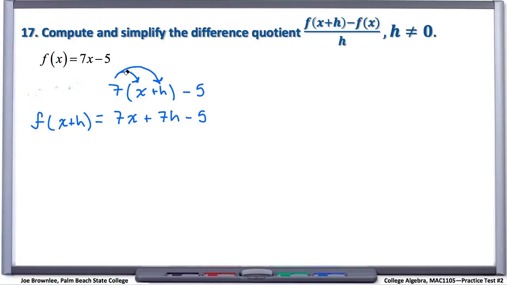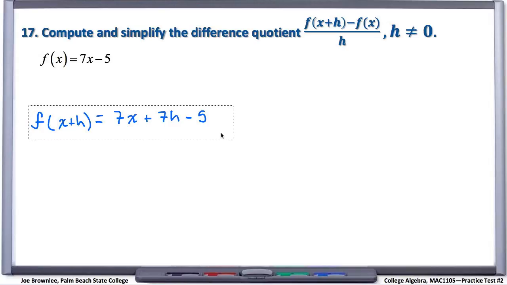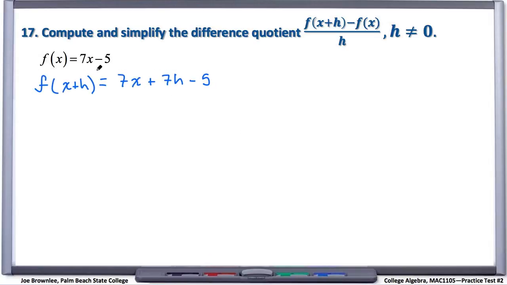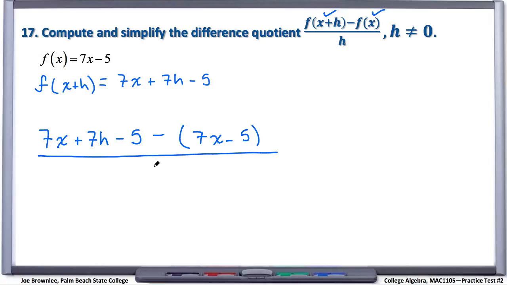So let's go ahead, get rid of the work here, and we'll bring this up a little. All right, so we have the f of x. We've got this part. We now just found our f of x plus h, and now we have everything we need to compute and simplify the difference quotient. To do that, we're going to take f of x plus h. So f of x plus h is 7x plus 7h minus 5, and then minus f of x. So what is f of x? Well, that was given to us as 7x minus 5, all over h.